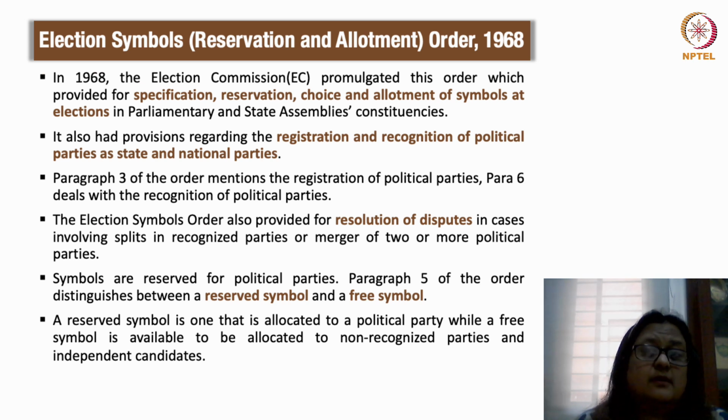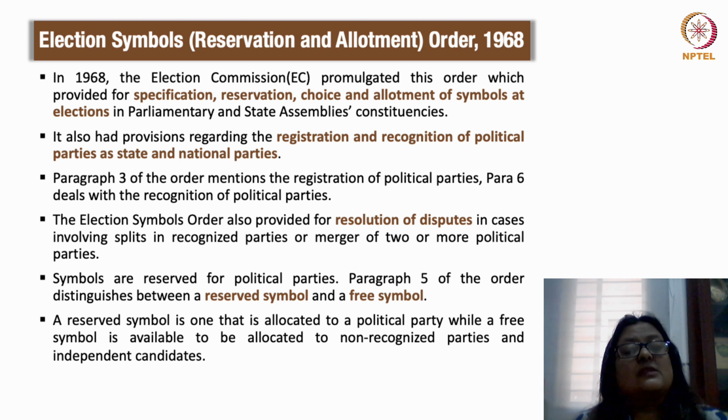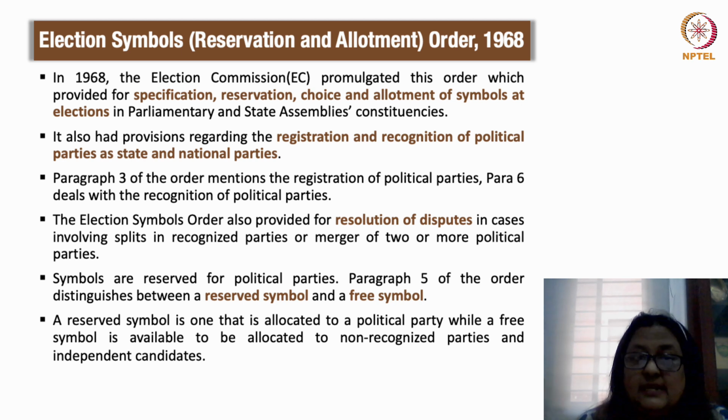The recent addition to the progressive legislations regarding the elections have also been made. One such is that in 1968, the Election Commission made the Symbols Order, which provided for the specification, reservation, choice and allotment of symbols at elections. Now, it's a very understood fact that when the political parties stand for elections, they must have symbols, and this has to be regulated through an order, and this order was made by the Election Commission.